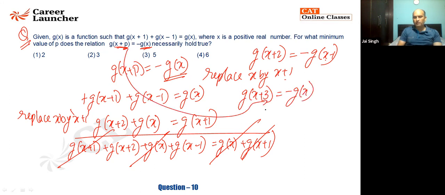What is the value of p? The p comes out to be 3, which is option number 2. Well done, Manas, Gaurav, Yojit, Suraj, Tushar. Very nice.